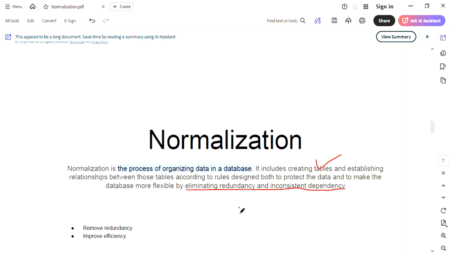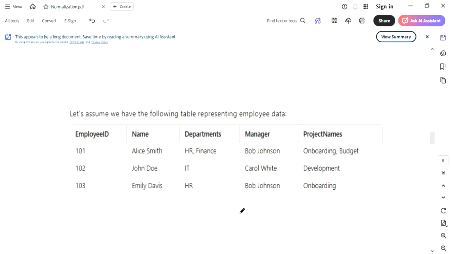What do you mean by inconsistent dependency? If we update our data, there might be a situation where we don't know which one is the correct one. Let us go in detail. Now, after observing this table, do you think that there is a repetition of data? For example, multi-value data is not supported in normalization. The first rule is that there should not be multi-valued data in the attribute or in a field.